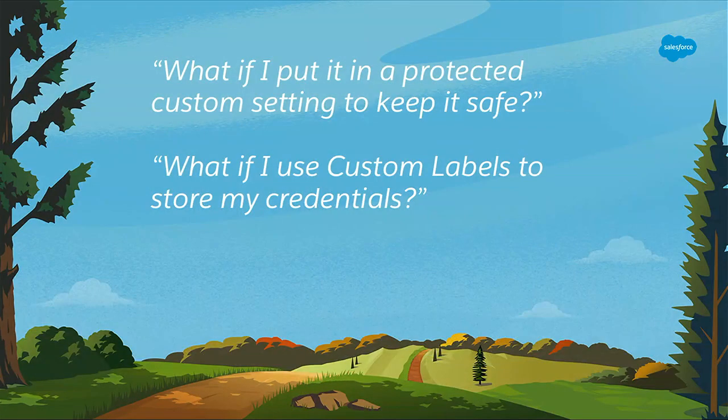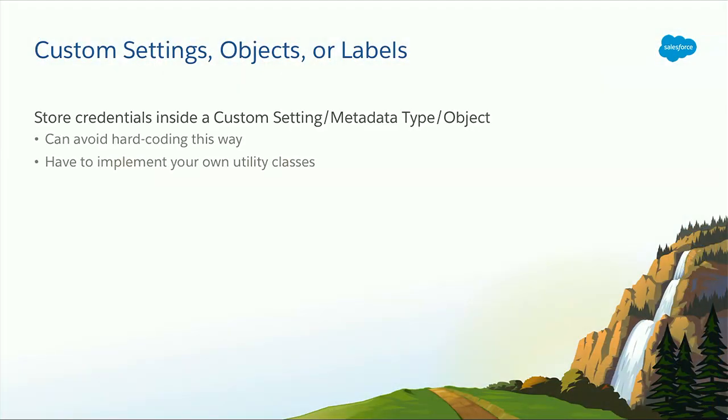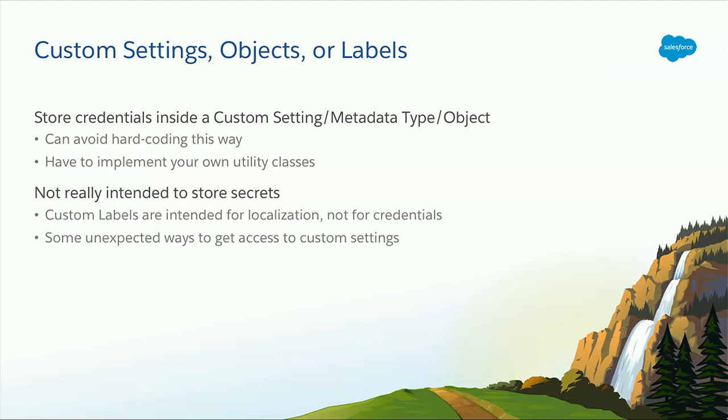So then what if I keep my credentials inside a protected custom setting, or I use custom labels or custom metadata types? These are some of the approaches that people have used before. And the important thing I just want to call out here is, yes, this is definitely a way you can do it. You can avoid having to hard code your credentials, but you still have to do a bunch of work to actually use those credentials within your Apex code.